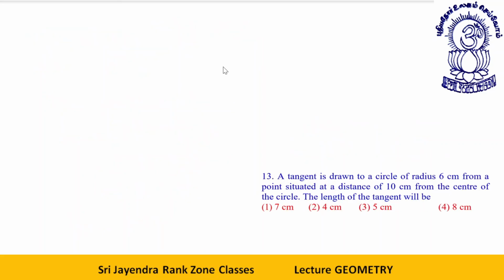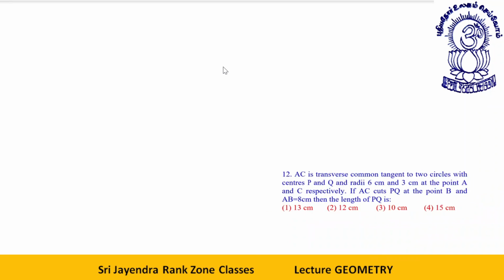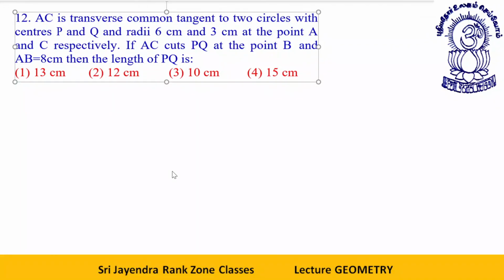Next one. AC is a transverse common tangent to two circles with centers P and Q and radii 6 and 3, R 6, small r 3, at points A and C respectively. If AC cuts PQ at the point B and AB is equal to 8, then the length of PQ is?